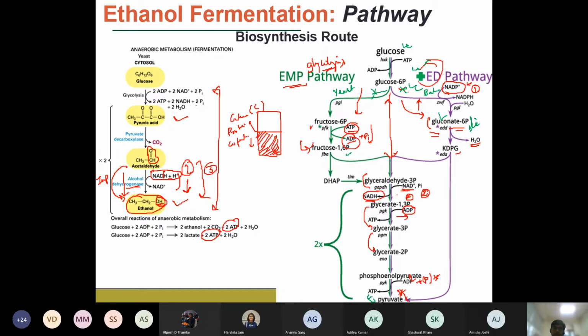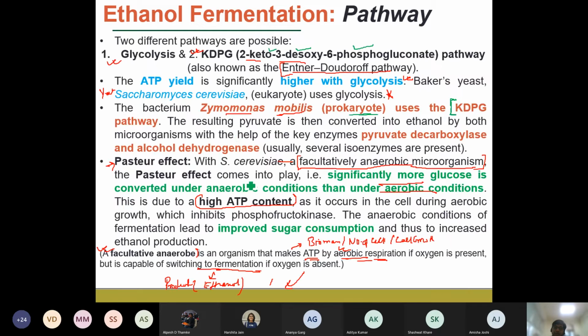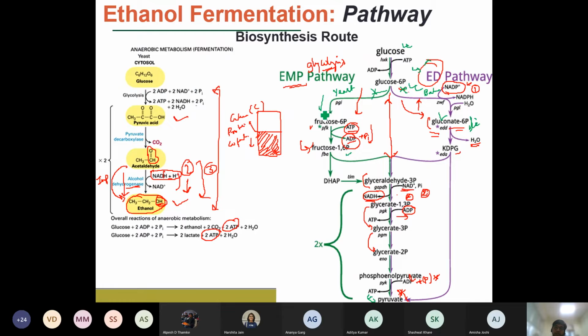So we have to look into what is the difference of the ED pathway, and why the ED pathway, for example, is responsible. We have seen in the earlier slide that Zymomonas mobilis has around 97%, and Saccharomyces cerevisiae, which is following this path, is having almost 90% yield of the ethanol.